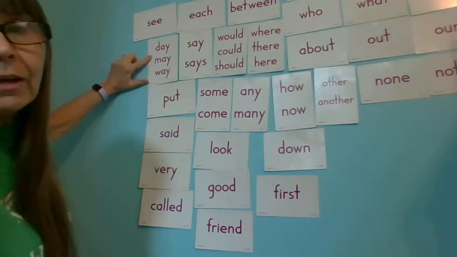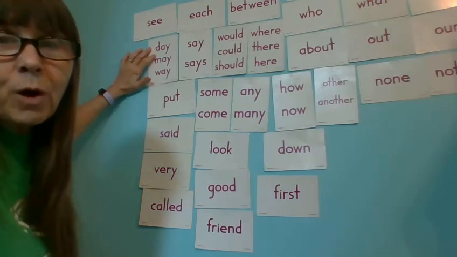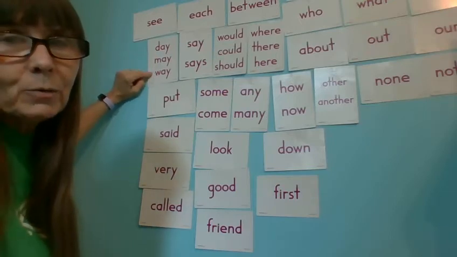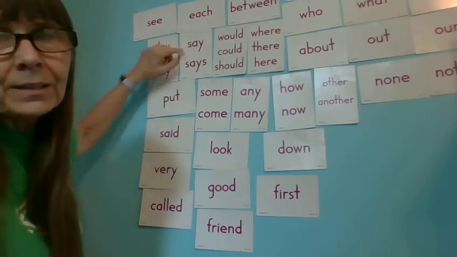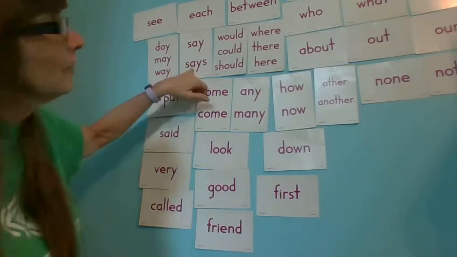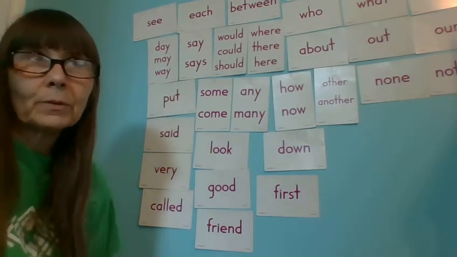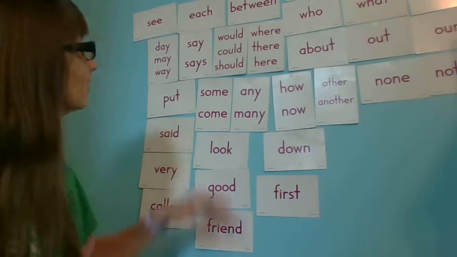Here we have words again with a vowel team AY. If you know your vowel team AY says A, these should be easy, day, may, and way, even say, and then we get to the tricky part, says. A Y in this case sounding like an E, who knows why, and S sounding like a Z, says.